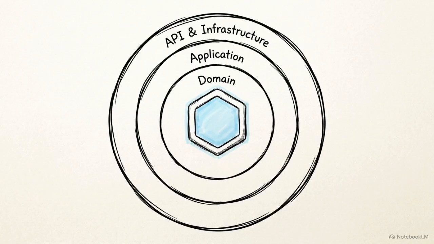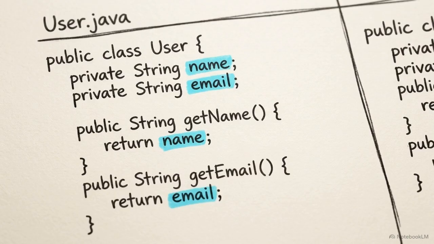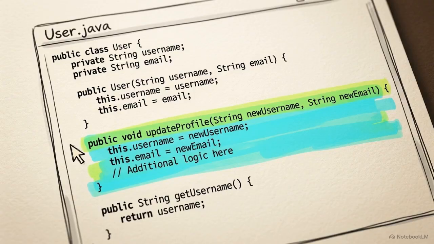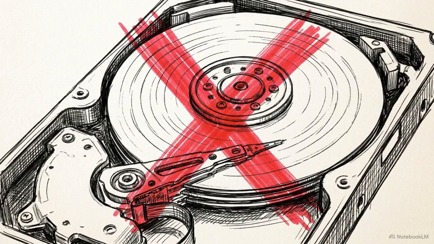Now we enter the deepest, most protected part of the architecture, the domain layer. Look closely at the user domain model on the left. It consists entirely of fields and methods. Compare that to the standard JPA entity on the right, which is littered with @Table, @Column, and @Id annotations. Removing those annotations is intentional. The business object defines what a user is and what a user can do. It should not care how it gets stored on a hard drive.